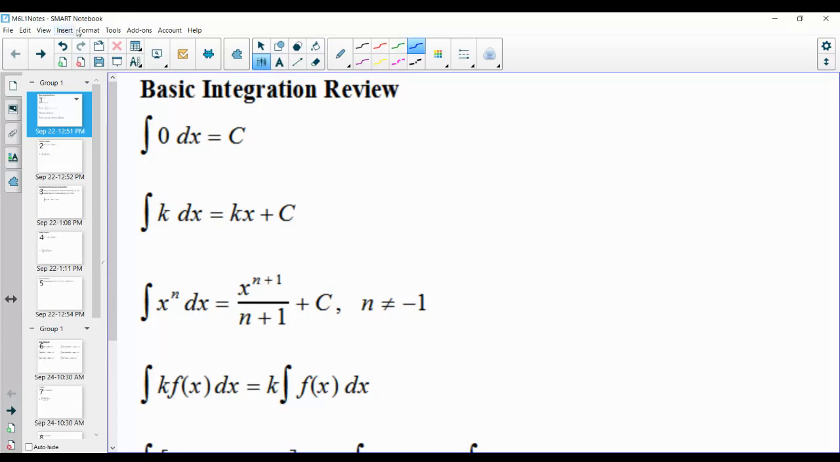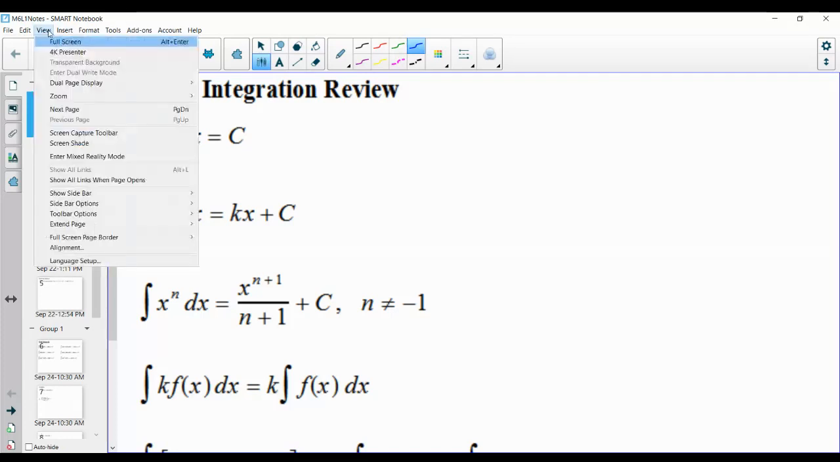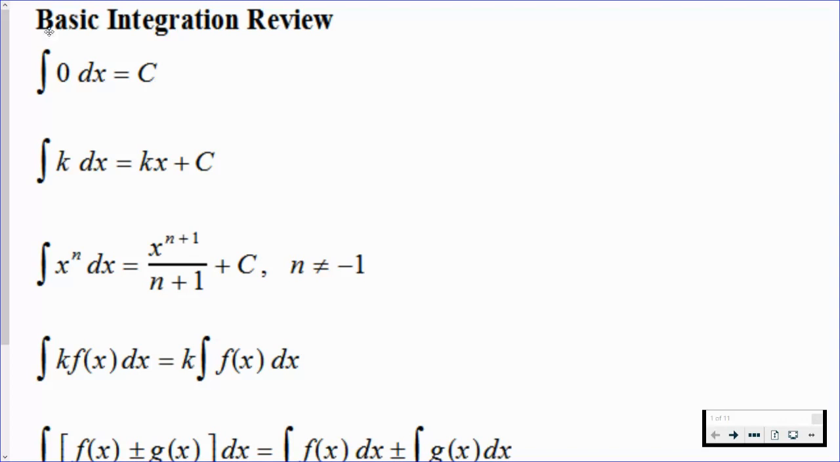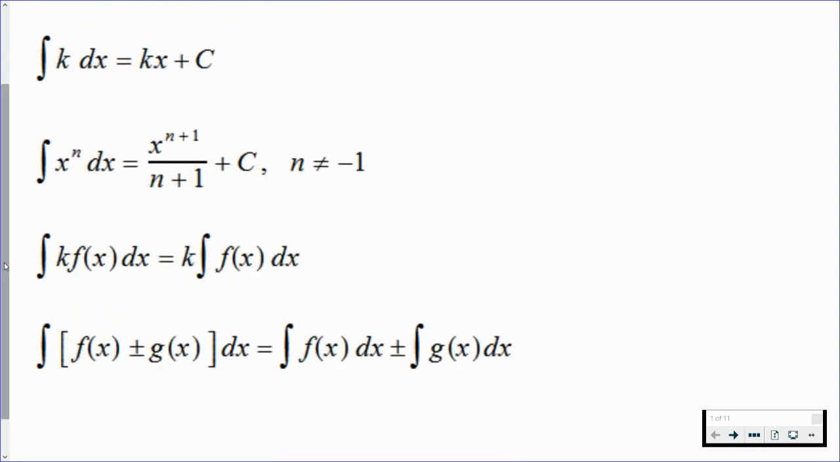Integration review. We've already done this stuff before, but it's been a while since we've seen it. I do want to take some time to go over a few rules. First of all, the integral of 0 is a constant, because remember, the derivative of any constant is 0. We're working backward. The integral of k, any number, is that number times x plus c. Don't forget, we always have to put plus c.